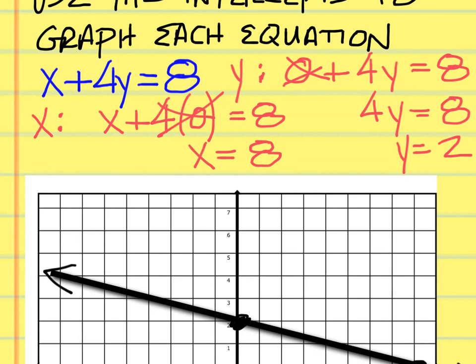Remember, if you want to find the x-intercept, plug a 0 in for y, and then solve for x. If you want to find the y-intercept, plug a 0 in for x, and solve for y. Make those two dots on the axes, x-axis, y-axis, and then make your line.